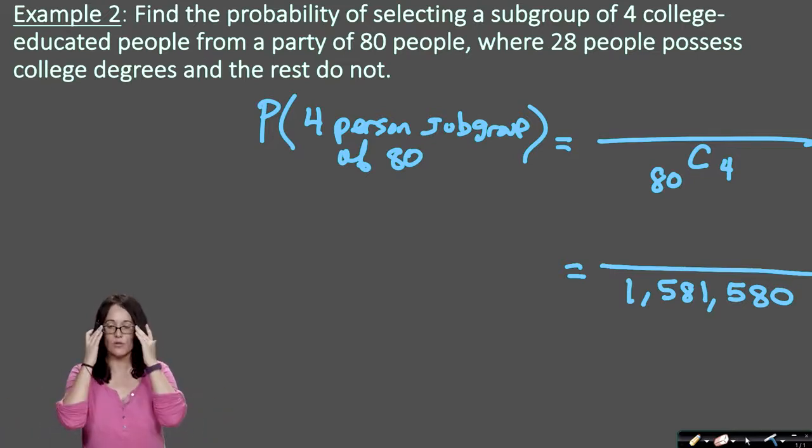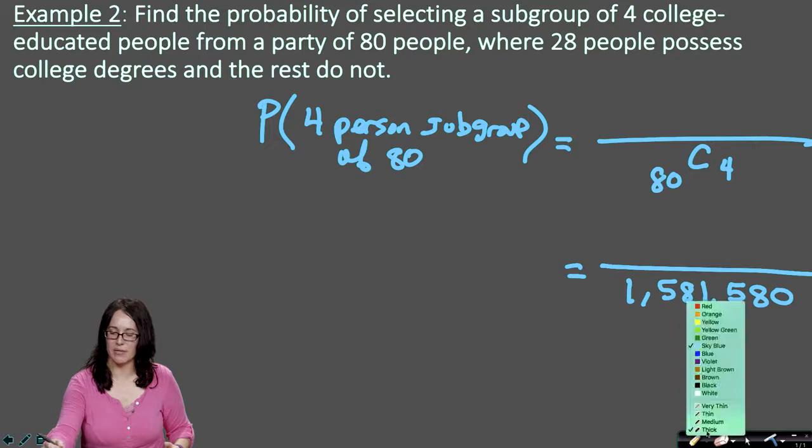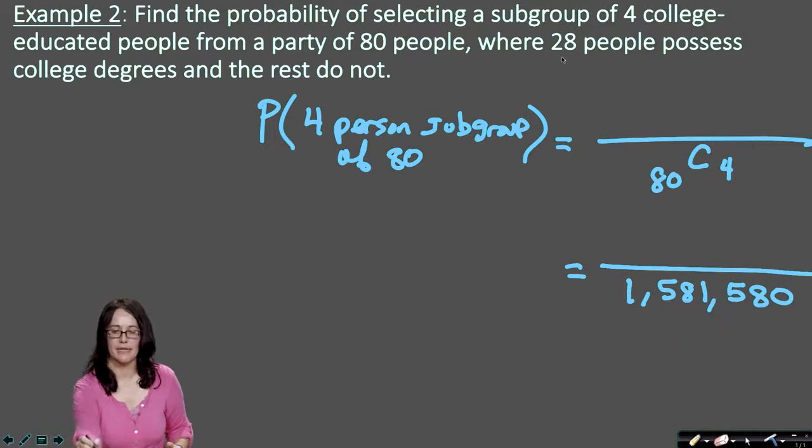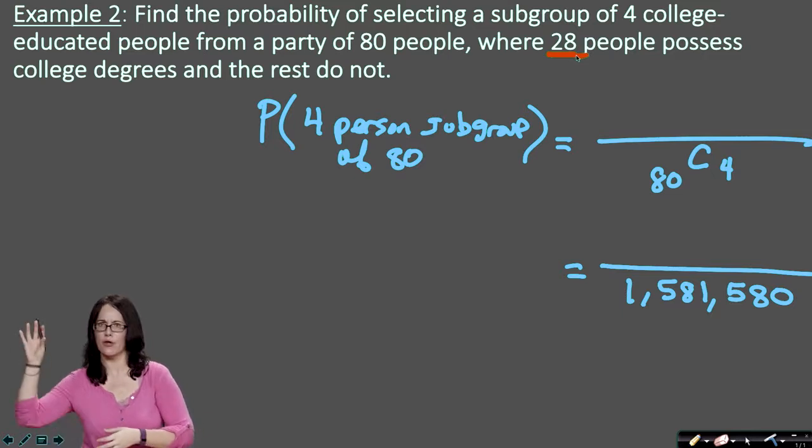That's the number of ways to choose 4 people from a group of 80 to be in a subgroup. Now what we're going to say is, what's the likelihood that when I picked my subgroup, it's going to be a specific type of person? What type of person? A college-educated one. How many college-educated people were at the party?